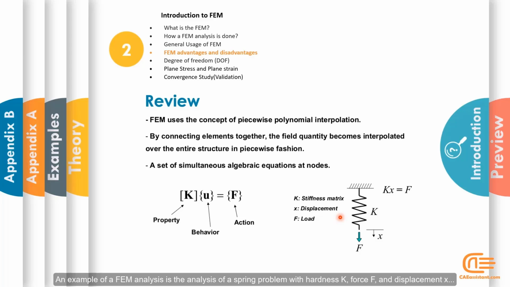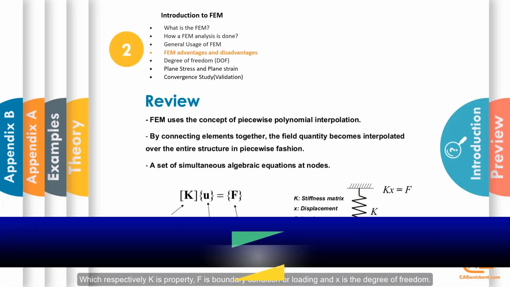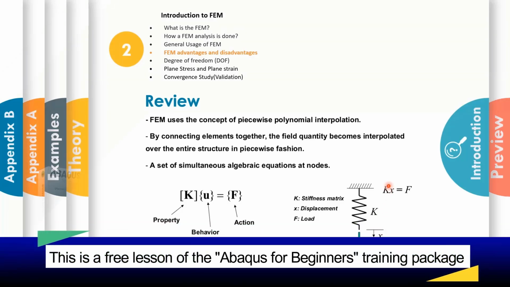An example of a FEM analysis is the analysis of a spring problem with stiffness K, force F, and displacement X, in which K is the property, F is the boundary condition or loading, and X is the degree of freedom.